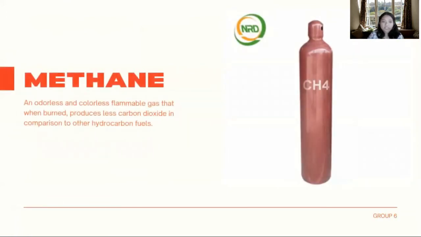Next off is methane, an odorless and colorless flammable gas that, when burned, produces less carbon dioxide in comparison to other hydrocarbon fuels. It is a good source of hydrogen that is used in manufacturing ammonia for the production of fertilizers and explosives. It is also used in fuel production and is often included in rocket fuels.